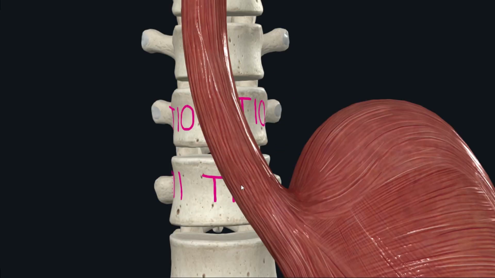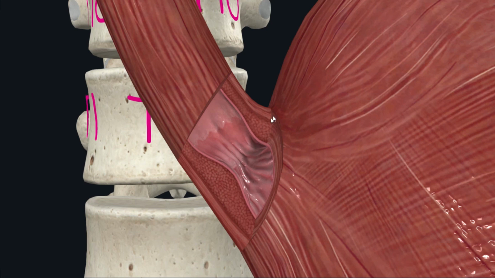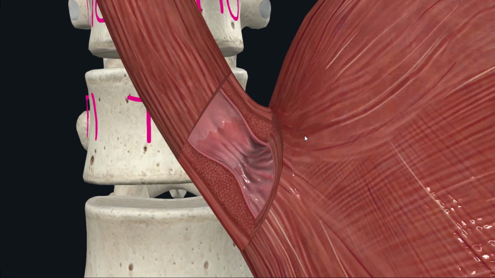And finally, the curvature in this region marks the transition of esophagus into the abdominal region. The lower esophageal sphincter is located here. It acts as a valve to prevent the backflow of the stomach contents into the esophagus. The diaphragmatic curvature, along with the lower esophageal sphincter, helps to prevent gastroesophageal reflux. In summary, the curvatures in the esophagus are not just anatomical features, they are functional adaptations that ensure the efficient and coordinated movement of the food from the mouth to the stomach.